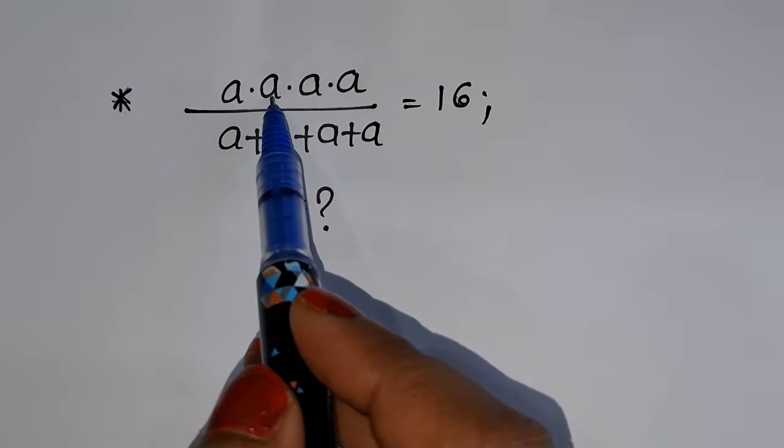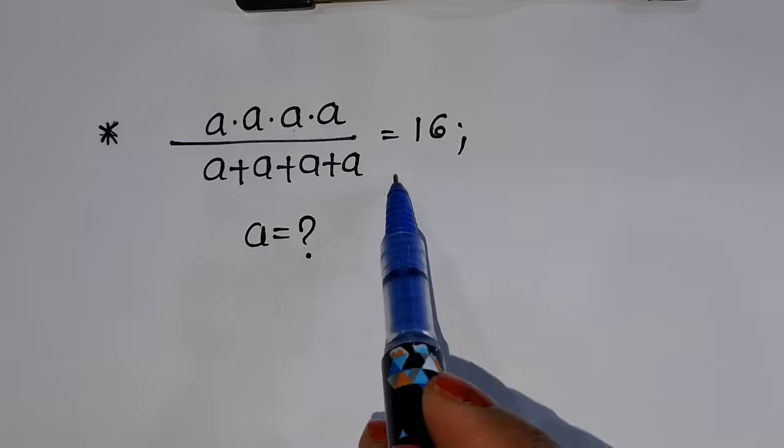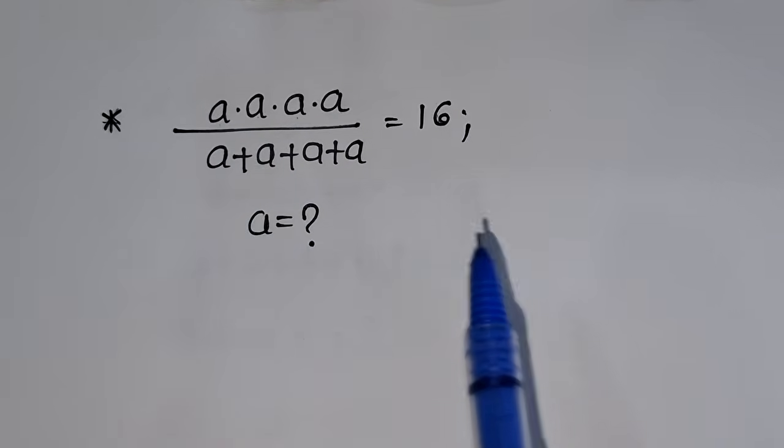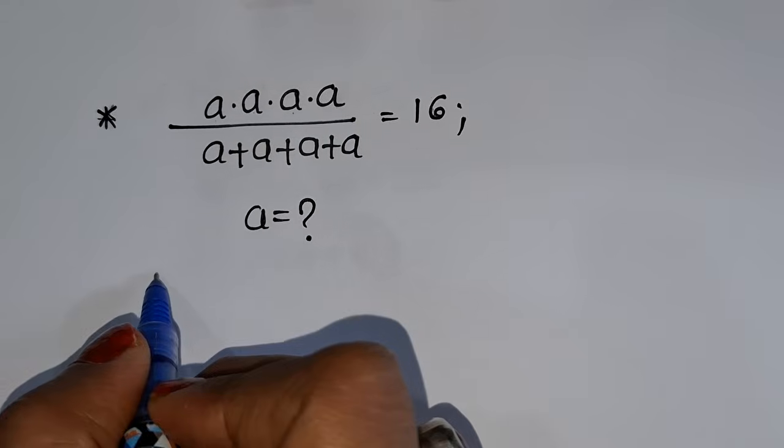Question: given a times a times a times a divided by a plus a plus a plus a is equal to 16. Here we have to find out the value of a. How can we find out the value of a in this equation? Let's see the solution.